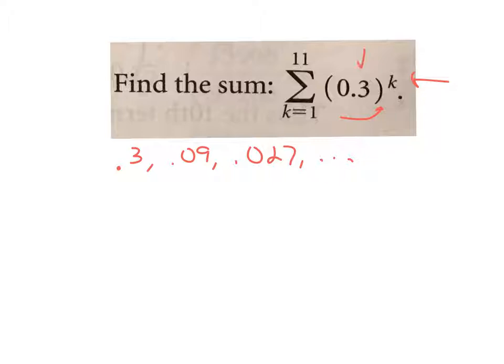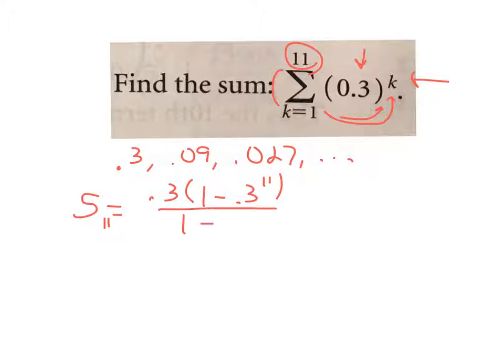Bottom line is that's the r. The r is whatever's raised to the power. You find your first term by plugging in 1, and that's really all you need for the formula. Your n is going to be how many numbers, which is 1 to 11, which is 11. So I'm just going to go ahead and set it up. The sum of the first 11 is the first term, which is 0.3, times 1 minus r, which is also 0.3, to the n power, over 1 minus 0.3.